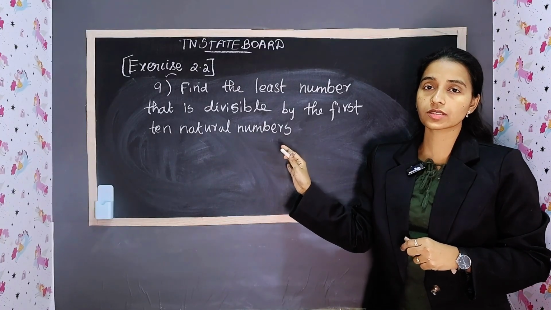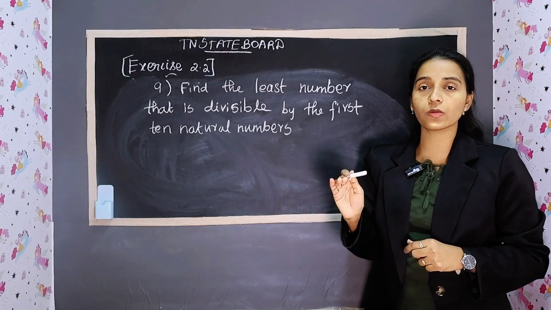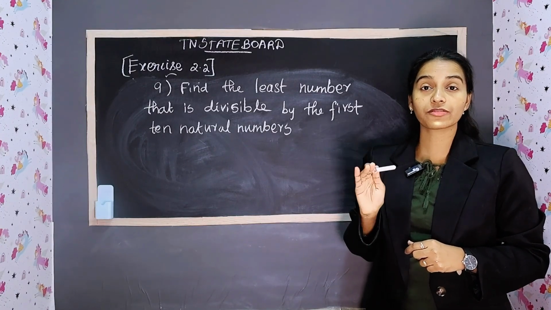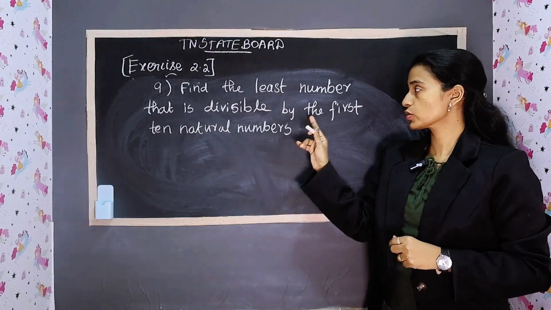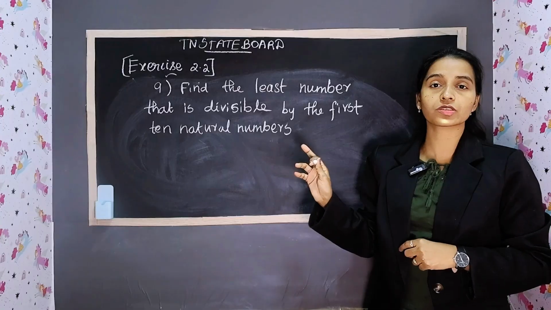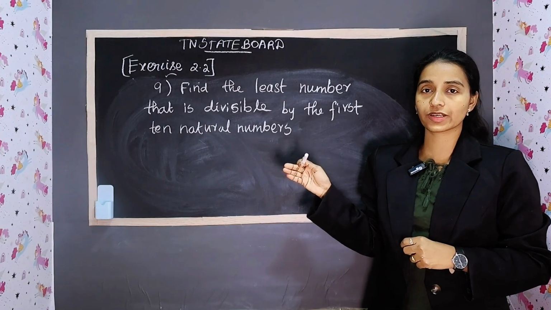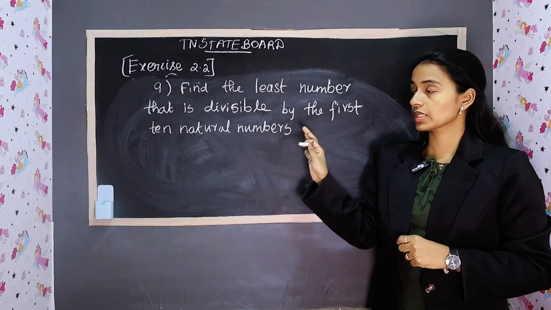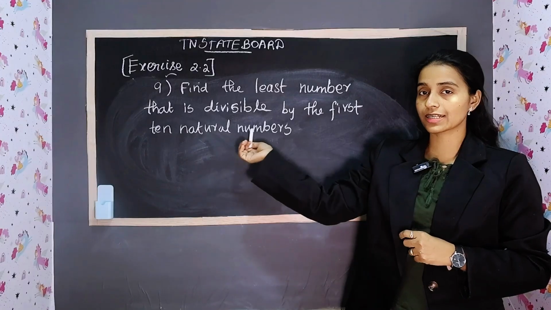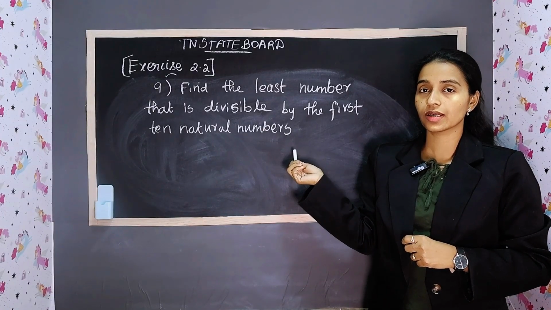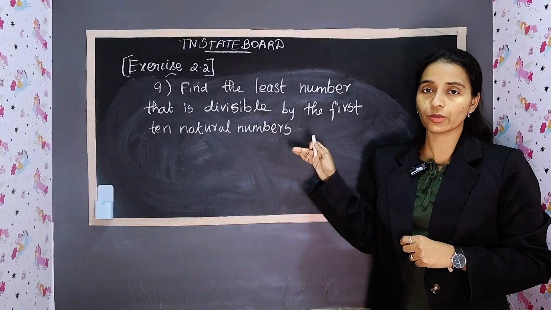What is natural numbers here? Natural numbers are the numbers which will be starting from 1, 2, 3 and goes on. Okay, that is natural numbers. So here first 10 natural numbers means 1, 2, 3, 4, 5, 6, 7, 8, 9, 10, right? These are all the numbers. In this case, we are going to find out LCM of these 10 natural numbers. Okay, that is the answer of this whole problem.